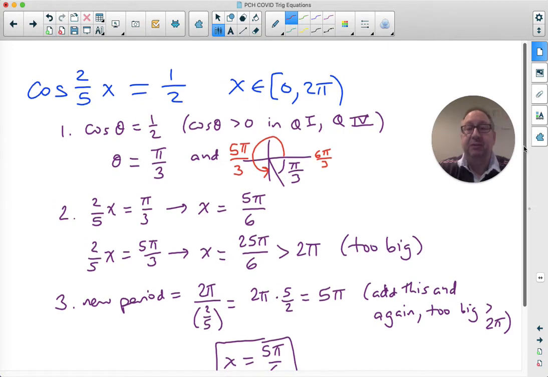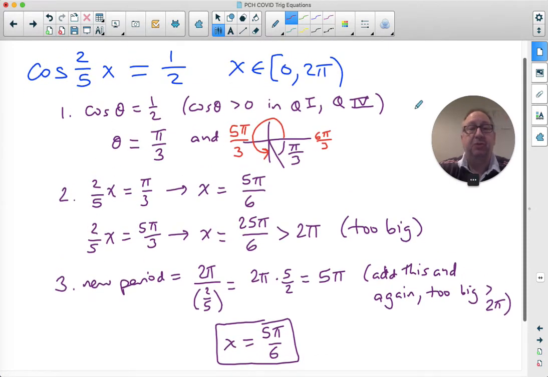Okay, this one's a little different because it's 2/5, but the process holds. First thing we do is we replace 2/5 x with theta. Solving cosine theta is 1/2. Now the original, most basic solution is theta is pi over 3. That's reverse the chart. But we know that cosine is positive in quadrant 1 and quadrant 4. So I need to look at pi over 3, the reference solution, in quadrant 4. That's coming off of the 6 pi over 3. So that gets us solution number 2, 5 pi over 3.